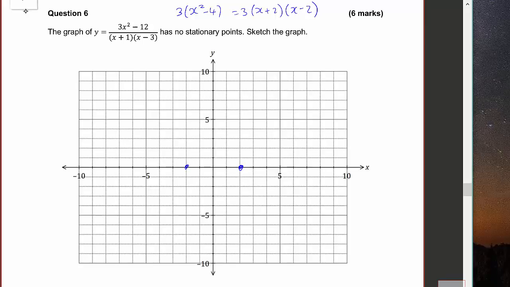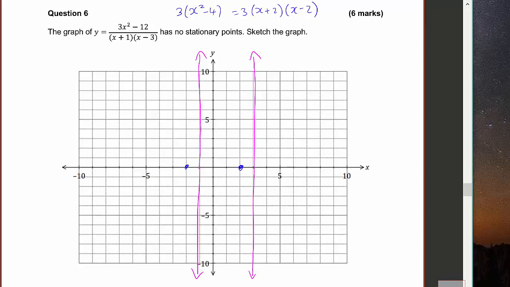Now we can spot the asymptotes here as well in looking at the bottom. So we've got a vertical asymptote at x equals -1, and we've got a vertical asymptote where x equals 3. So that's like that.